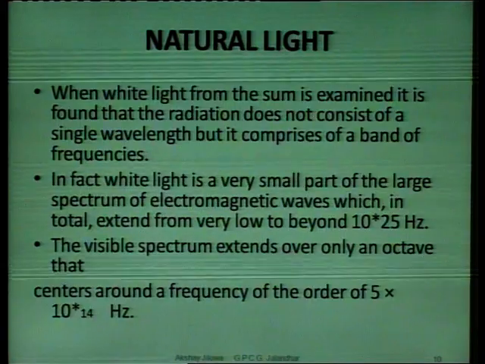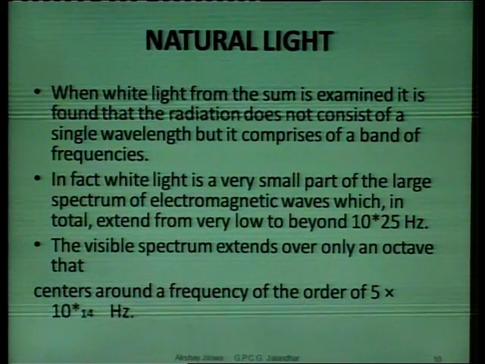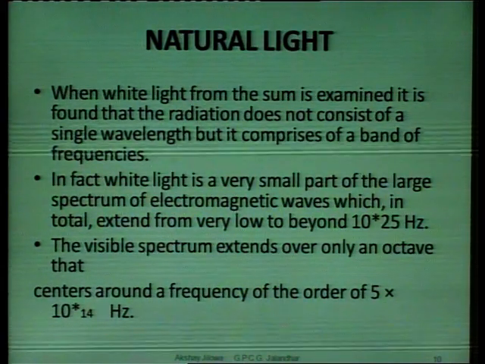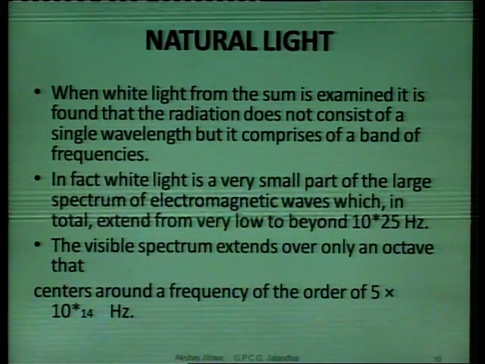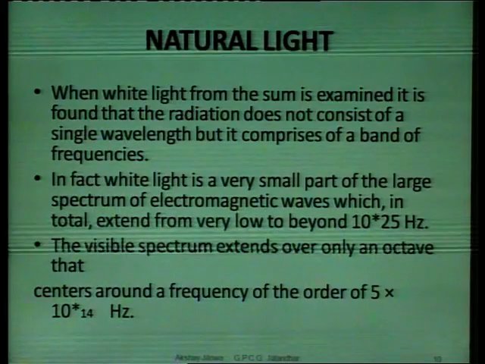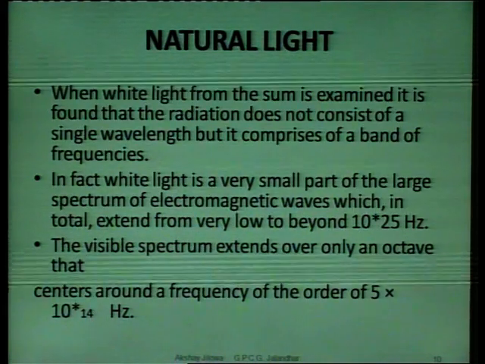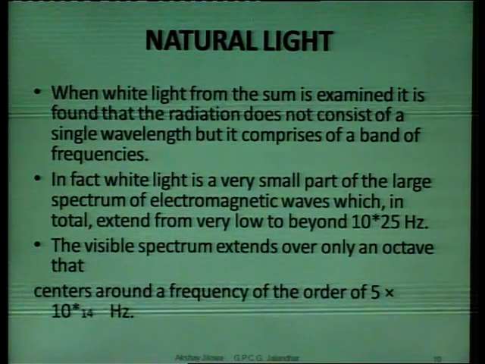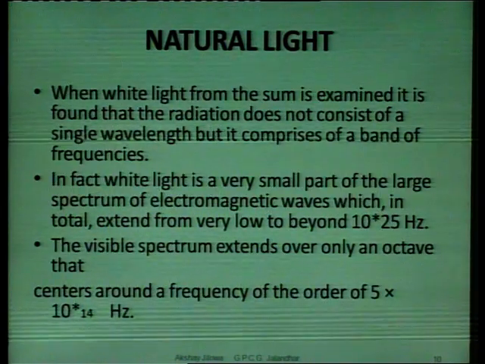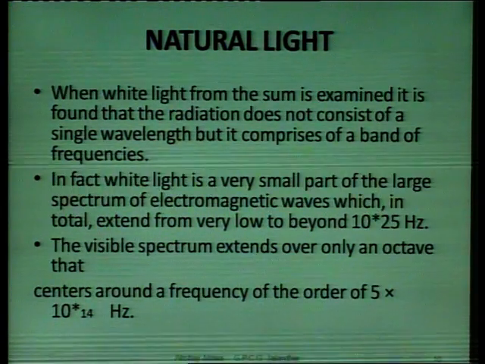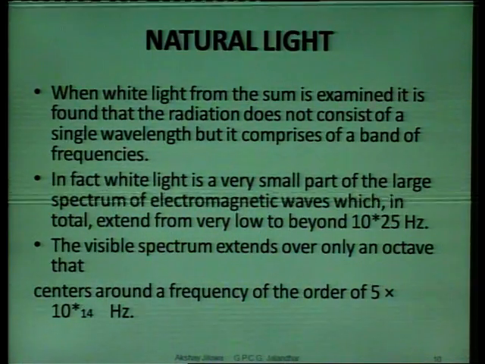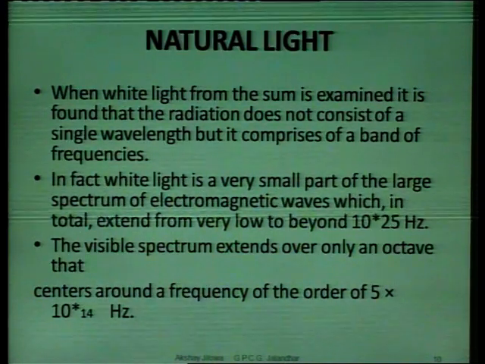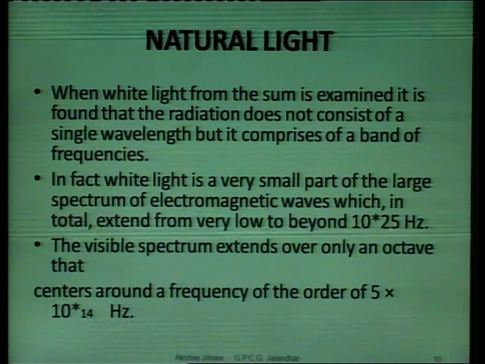Now, we will just see what natural light is. All of you know what natural light is, but we will have an overview of it. When white light from the sun is examined, it is found that the radiation does not consist of a single wavelength, but comprises a band of frequencies. It is not a single wavelength, it is a band of frequencies. There are so many frequencies. So, it is a range of frequencies.